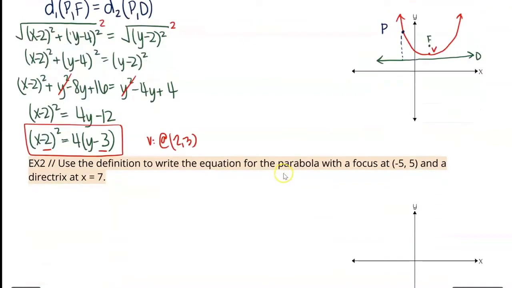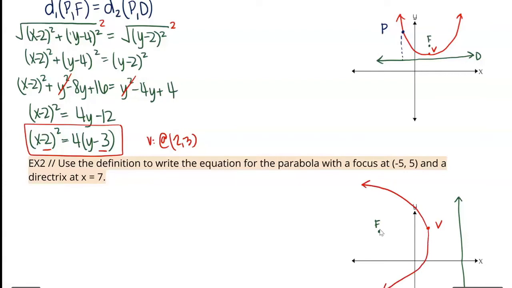Okay, let's do this again, but we're going to do it with a parabola that opens left or right. So I'm going to do a quick sketch again. My focus is at negative 5, 5, over here somewhere. And the directrix is at x equals 7. That's way over here. X equals is a vertical line. Okay. Remember that the vertex will be halfway in between the focus and the directrix. So right around here. And we're going to open around the focus.